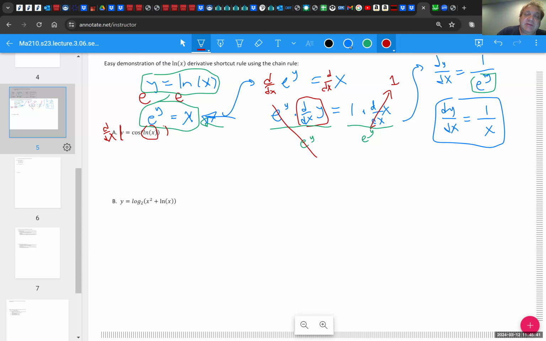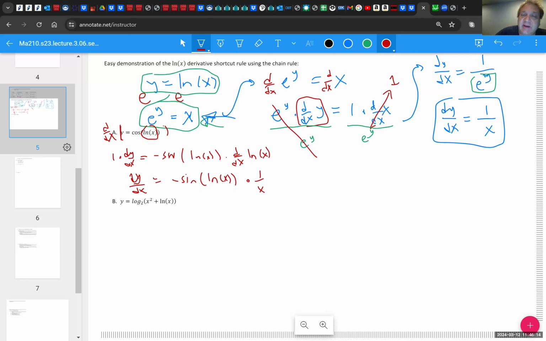The derivative of the left side is just 1 times dy dx. And the derivative of the right side: the derivative of cosine is negative sine. So it's negative sine of thing times the derivative of that thing. But since we know how to differentiate ln x now, then we get dy dx is equal to negative sine of ln x times 1 over x.